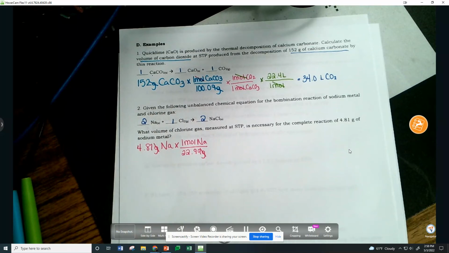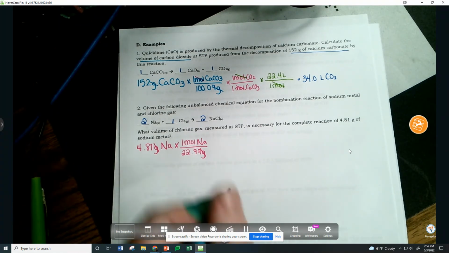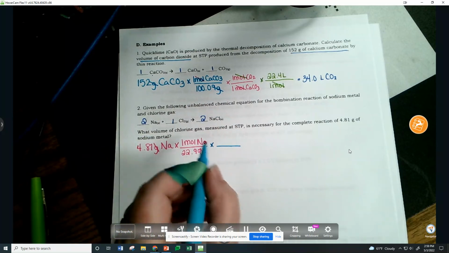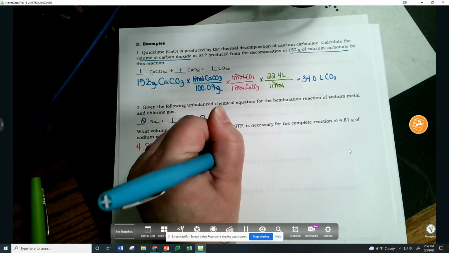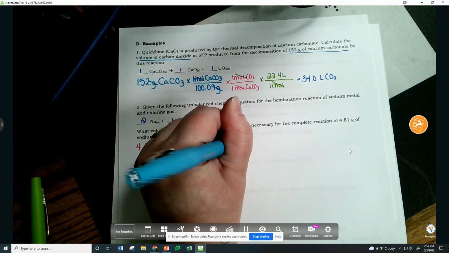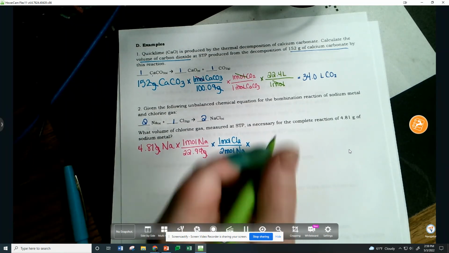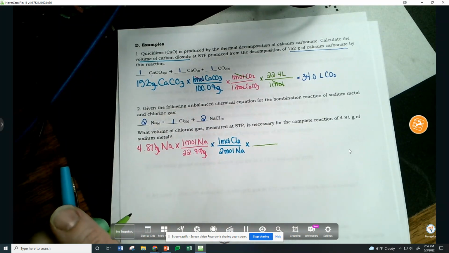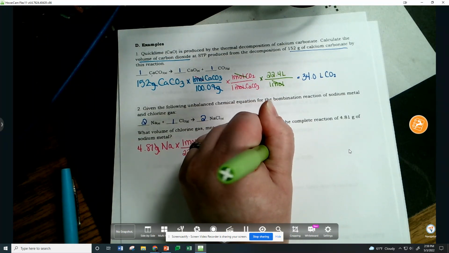Our next step, like this is a mass to mass conversion, was to get our ratio to figure out the proportion between the reactant sodium and the reactant chlorine. Because I'm currently in moles of sodium, I'm going to put that in my denominator. So the ratio is for every 2 moles of sodium, you need 1 mole of chlorine gas. Like before, because this problem is wanting volume, not moles, we have to change moles over to liters using molar volume. That 22.4 liters is to 1 mole.